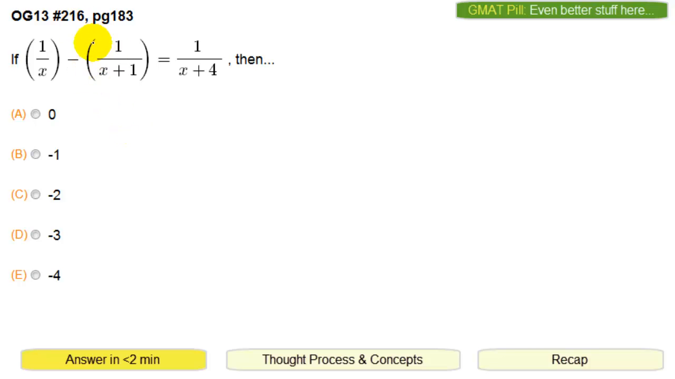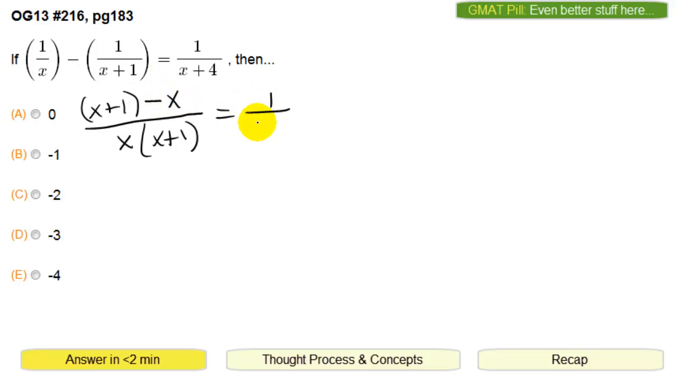Number 216. So we have to find possible values for x. Now combine these two, common denominator, x and x plus 1. So this one doesn't have an x plus 1, so we'll put that there. Minus, this one doesn't have an x, equals 1 over x plus 4.